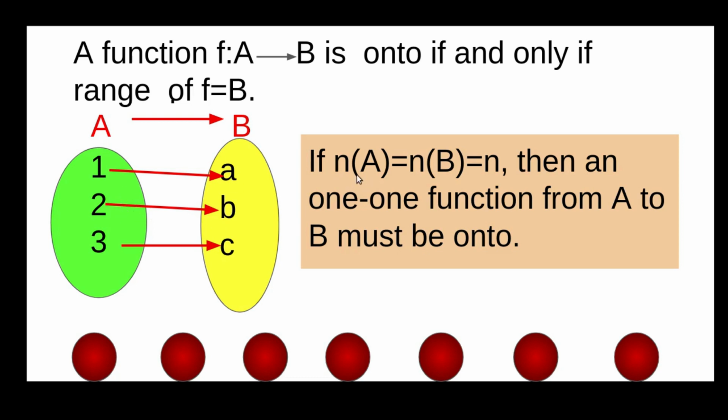The condition for that is n(A), the number of elements in A, equal to the number of elements in B, which is equal to a finite number. Here the number of elements in A is equal to the number of elements in B, which is equal to 3. There are total 3 elements.